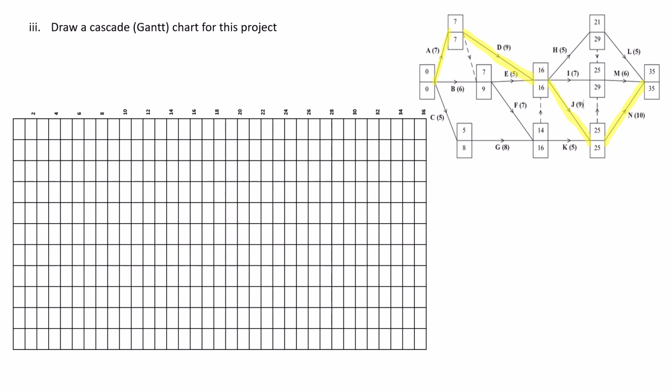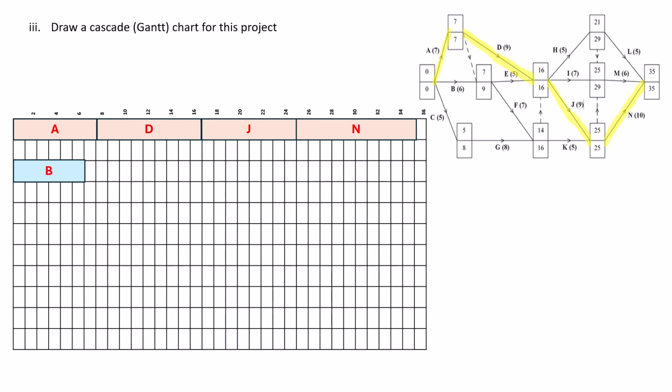So let's draw a Cascade or Gantt chart for this project. Here's our early and late times and our full activity network, and just highlighting again J and N, that's our critical path. So the first thing we always do is get our critical path laid up.